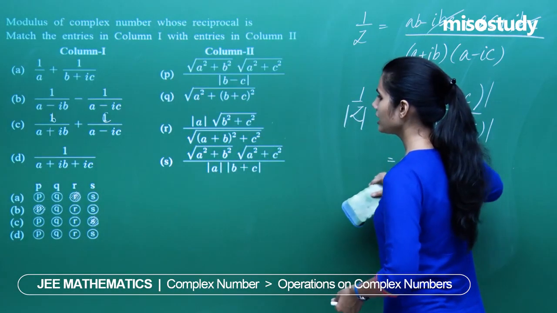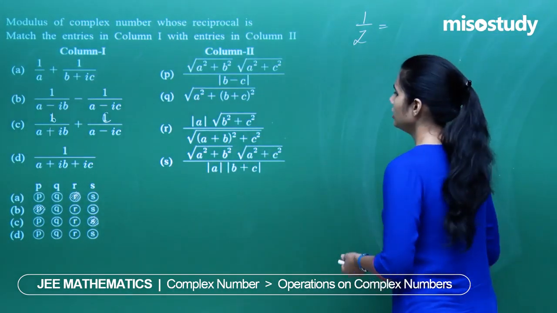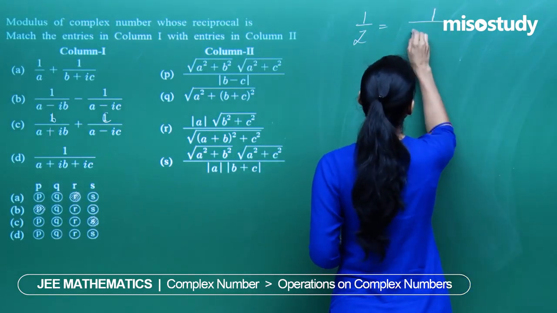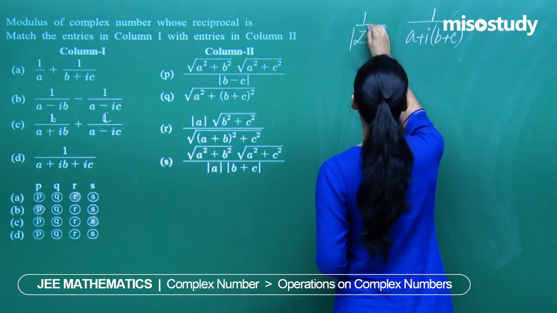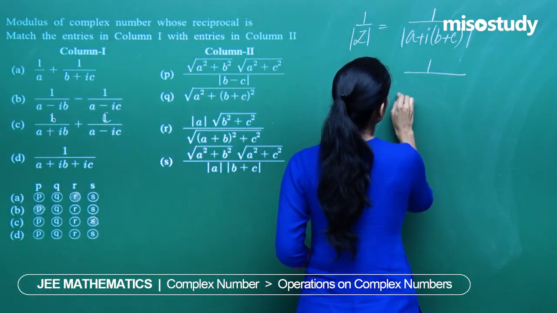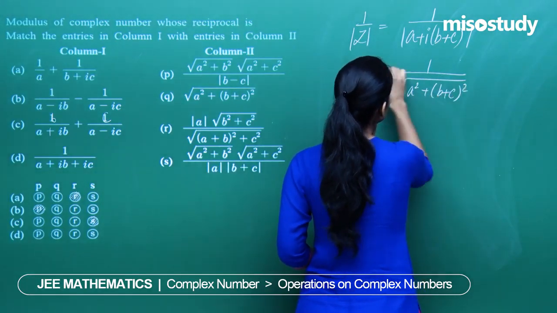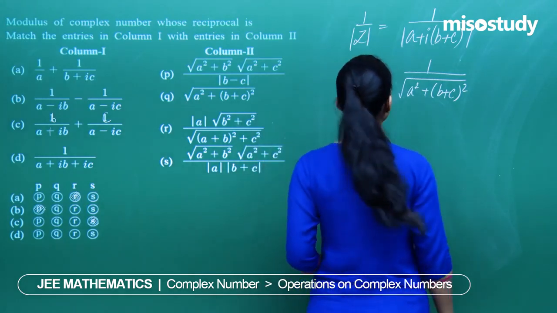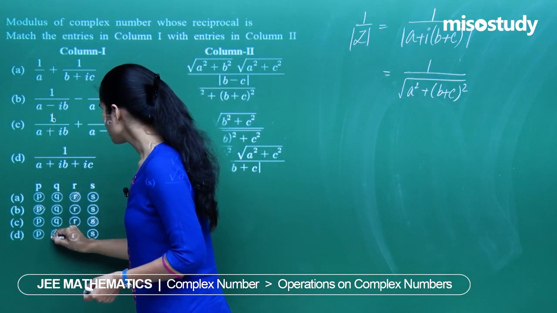Last is 1 upon a plus iota b plus iota c. So 1 upon a plus iota times b plus c, this is very easy. This is 1 upon under root a square plus b plus c whole square. So your answer is under root a square plus b plus c whole square, which is q, so D gets matched to q.